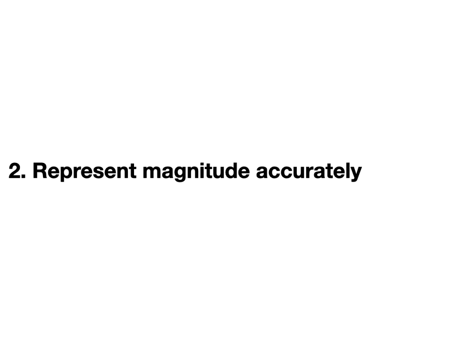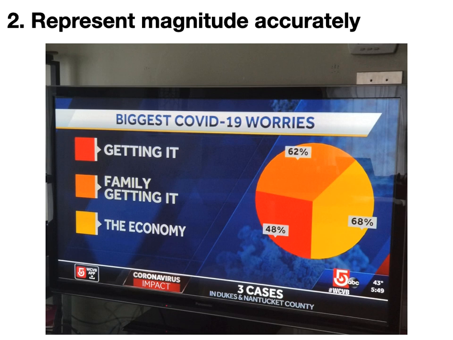Okay, principle number 2, represent magnitude accurately. By that I mean good data visualizations make it easy for the reader to visually compare quantities, to judge numbers and compare them to each other. Here's an example of a very bizarre representation of magnitude. I think this is definitely from last year from some American ABC TV station.